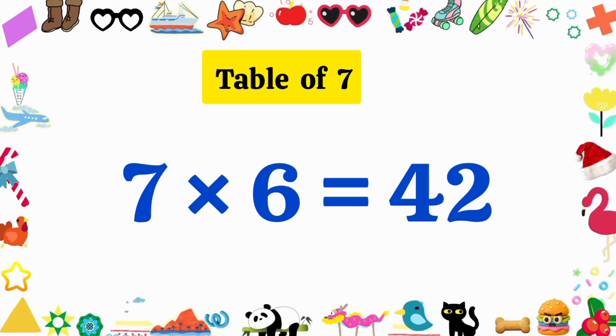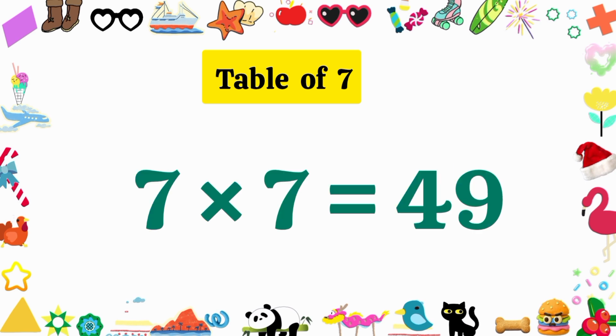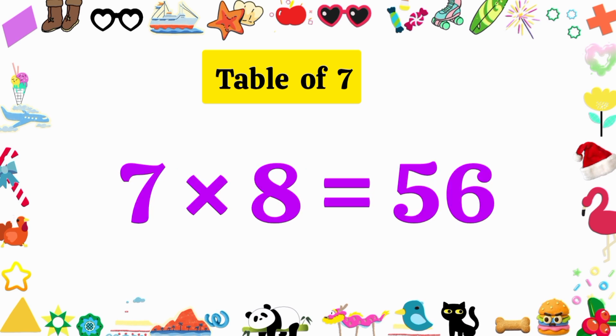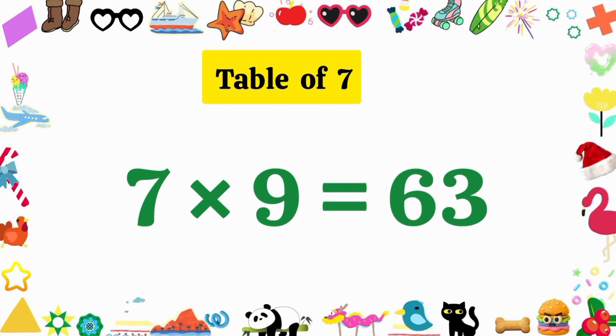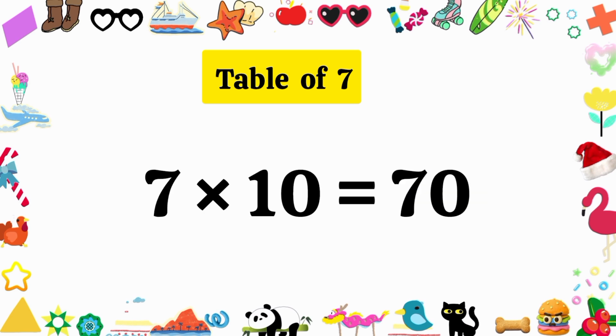7 sixes are 42. 7 times 7 equals 49. 7 sevens are 49. 7 times 8 equals 56. 7 eights are 56. 7 times 9 equals 63. 7 nines are 63. 7 times 10 equals 70. 7 tens are 70.